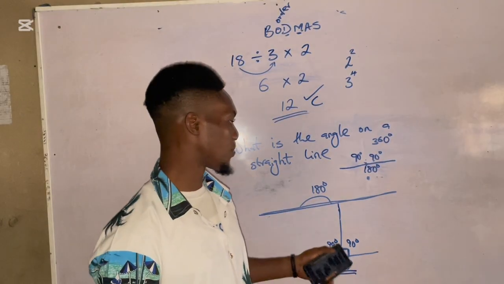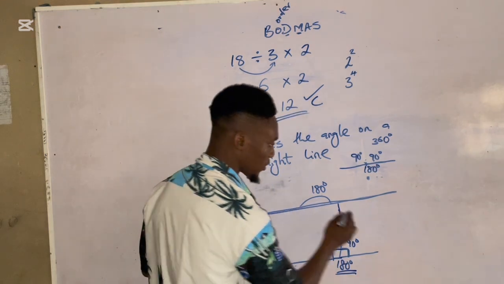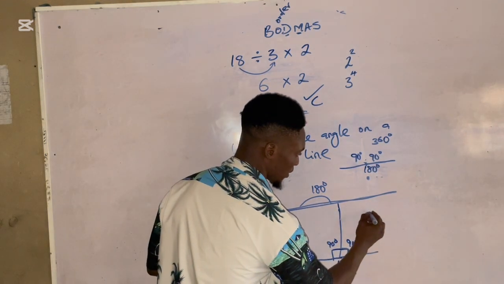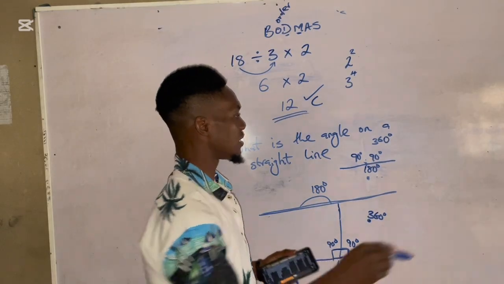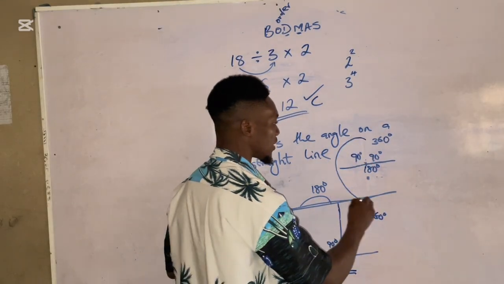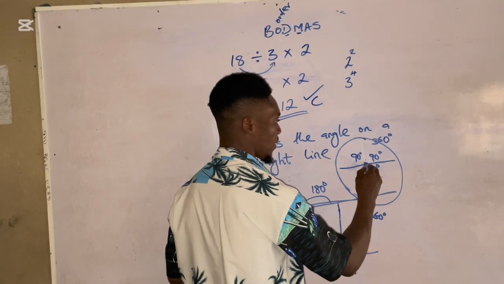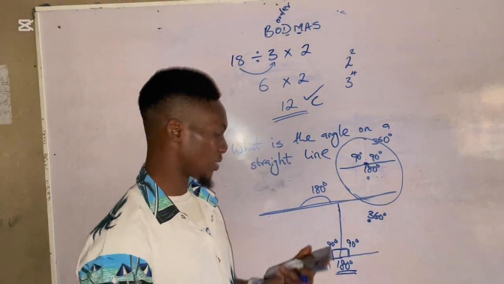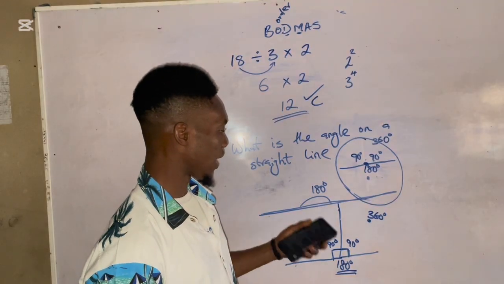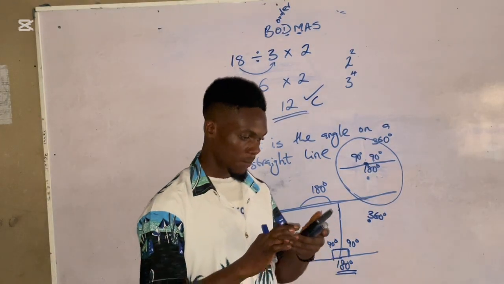Another question that can come like this is angle at a point. What is angle at a point? Angle at a point will give you 360 degrees. Angle at a point means that it has rotated all the quadrants of this circle. It has gone around to a point. So that angle at that point is 360 degrees. But angle on a straight line is 180 degrees.